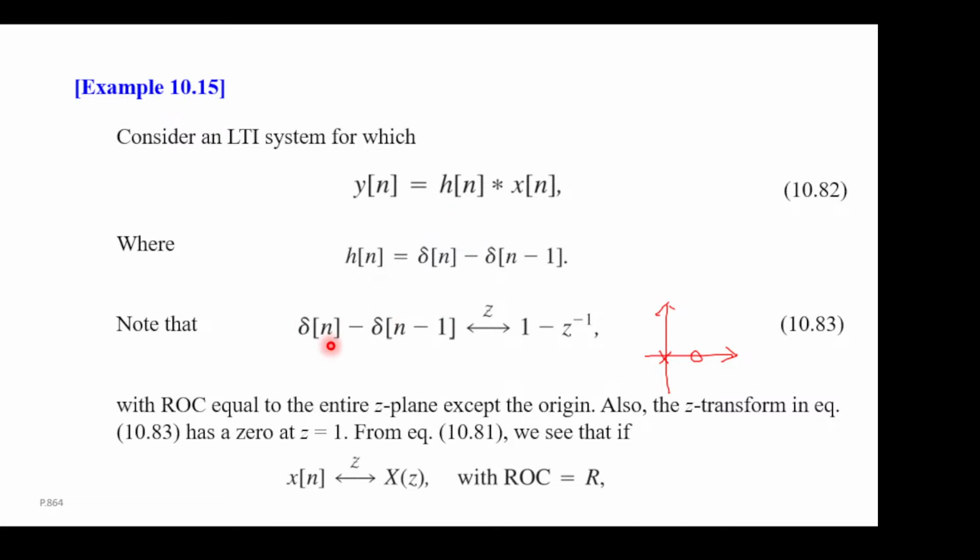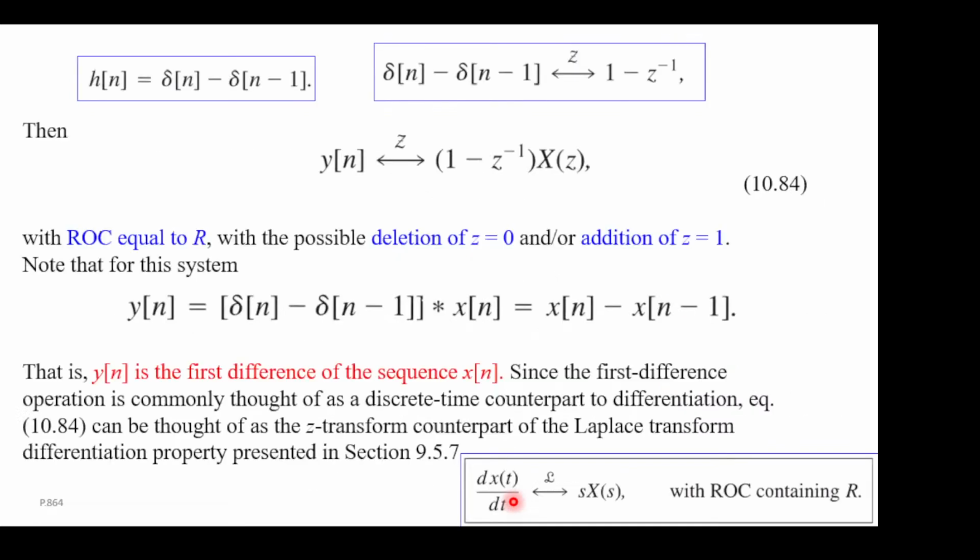Well, it's a linear combination of very simple terms, delta and delta, and we know the z transforms of deltas are just powers of z. So this is 1 and this is z to the minus 1. If you think about this, you can also express it as a rational function, and it has a pole at 0 and a zero at 1. And then we think about the z transform of x of n. So x of n transforms to some big X of z with some ROC, which is very generic.